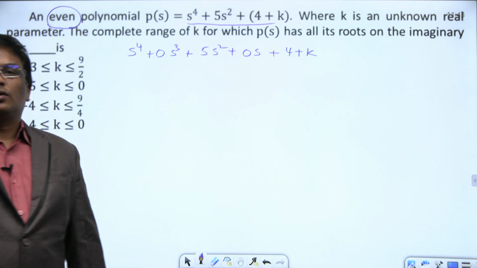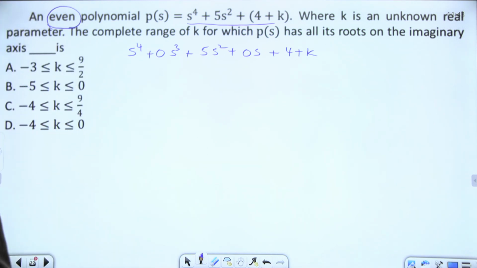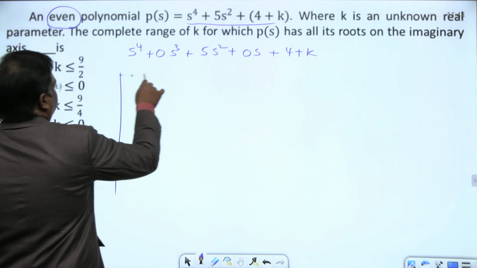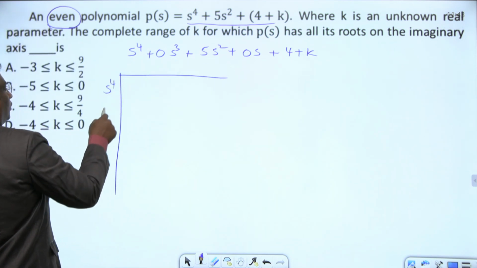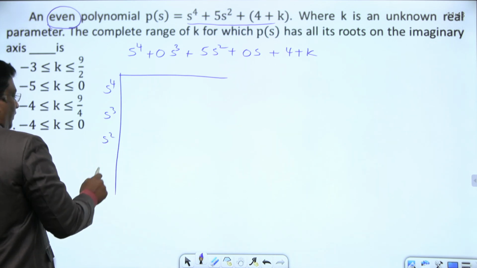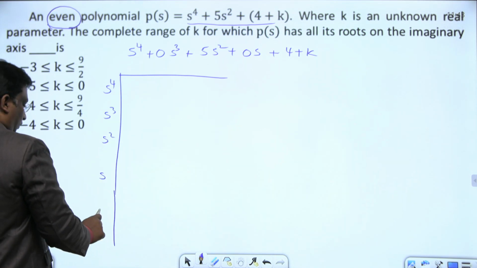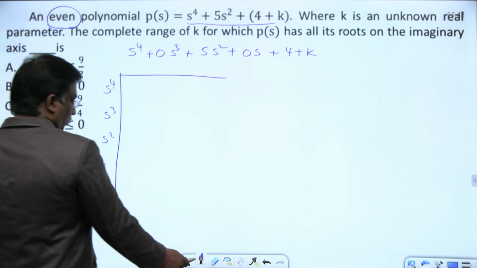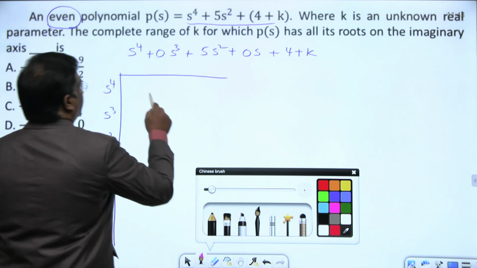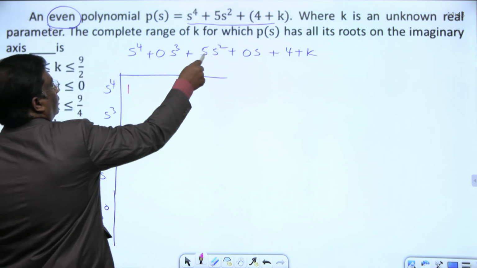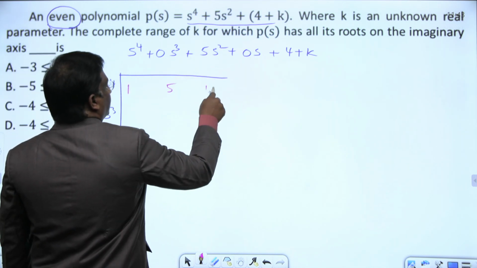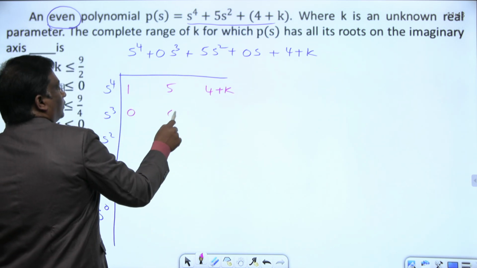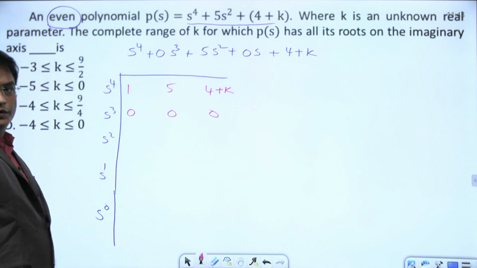This type of question can be solved easily by using the Routh-Hurwitz (RH) criteria. Here I am writing s power 4, s cube, s square, s power 1, s power 0. Write the coefficients here. This coefficient is 1, this is 5, this is 4 plus k. And this entire row is becoming 0, 0, 0.